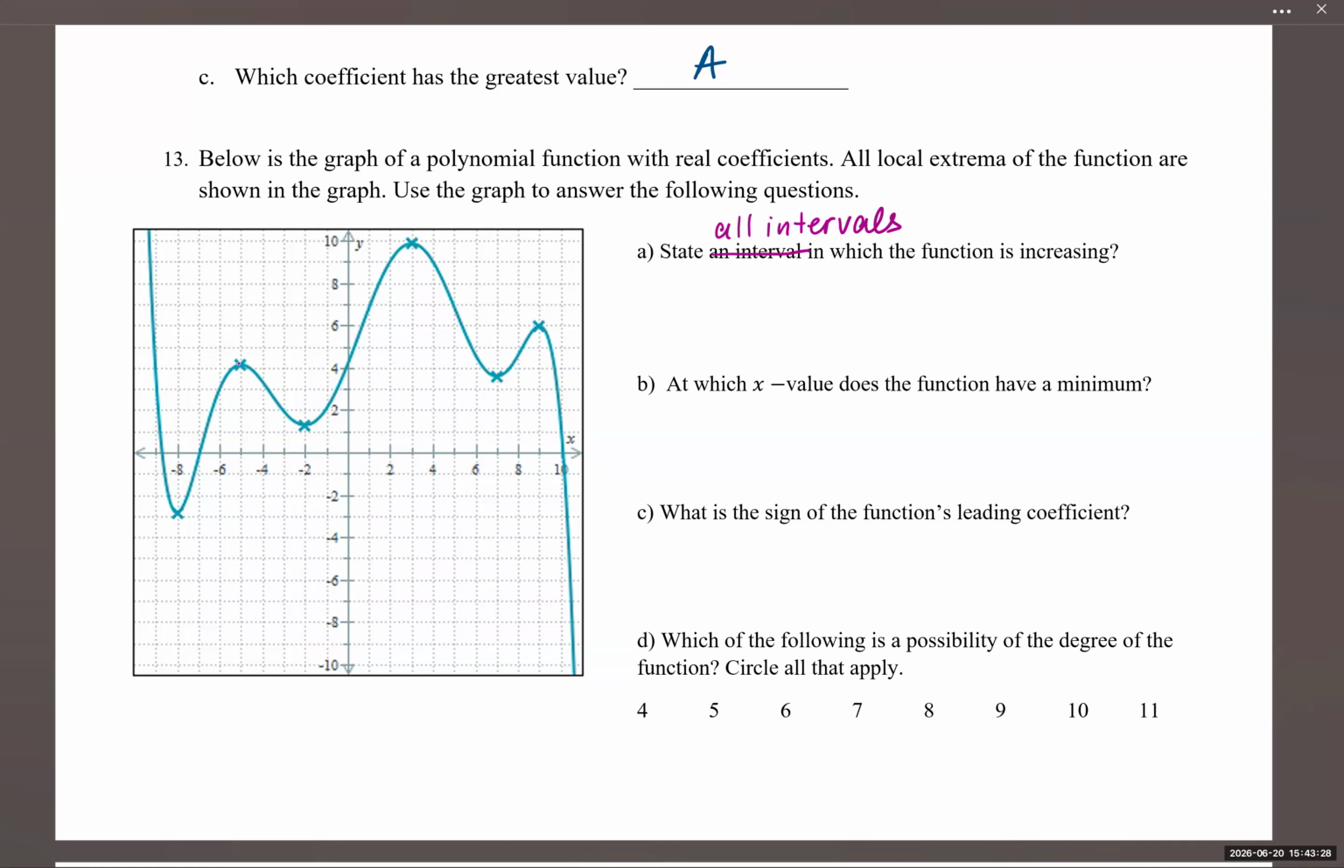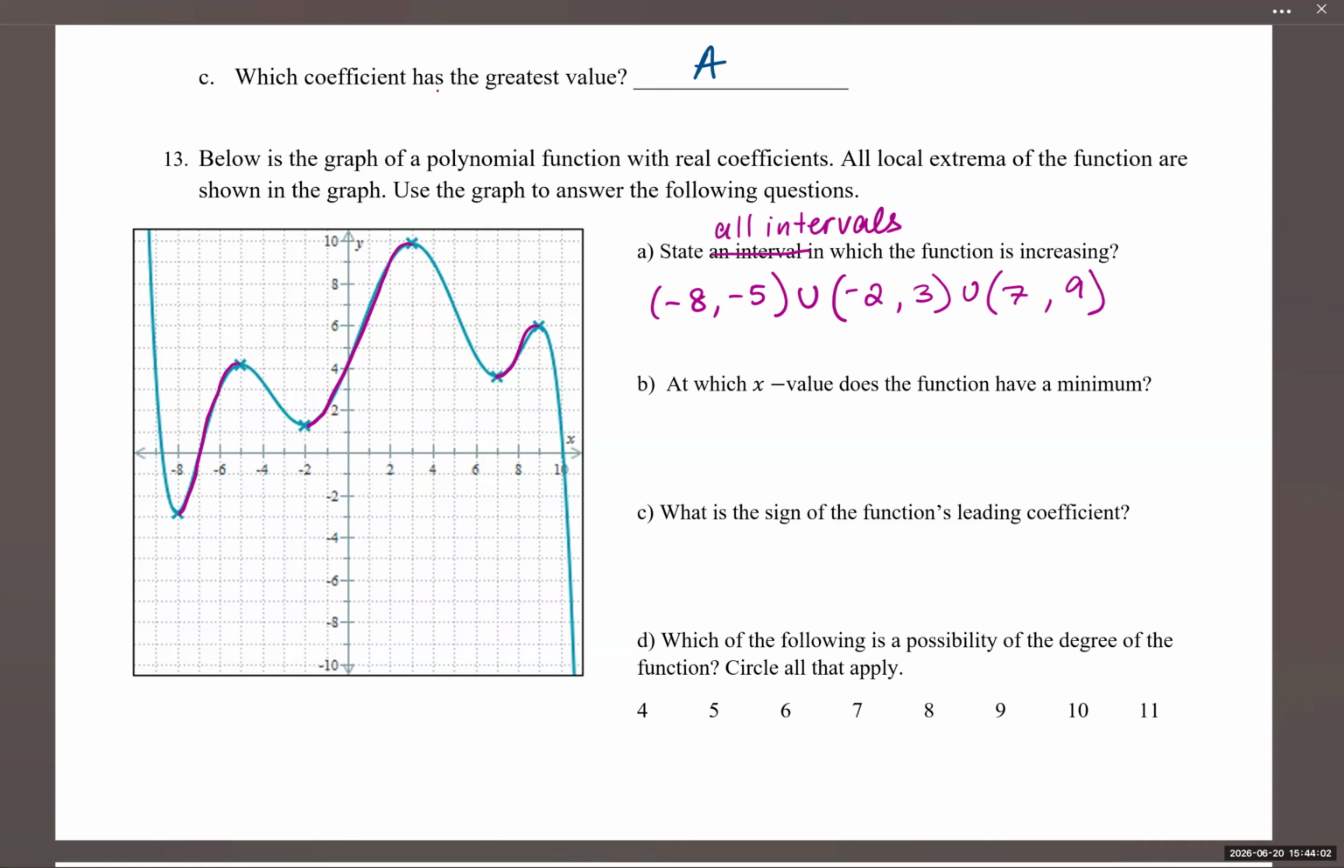So that would be this one, and this one, and this one. We just take the x values, and it's always parentheses, never brackets. So that's from -8 to -5, then from -2 to 3, and then from 7 to 9.